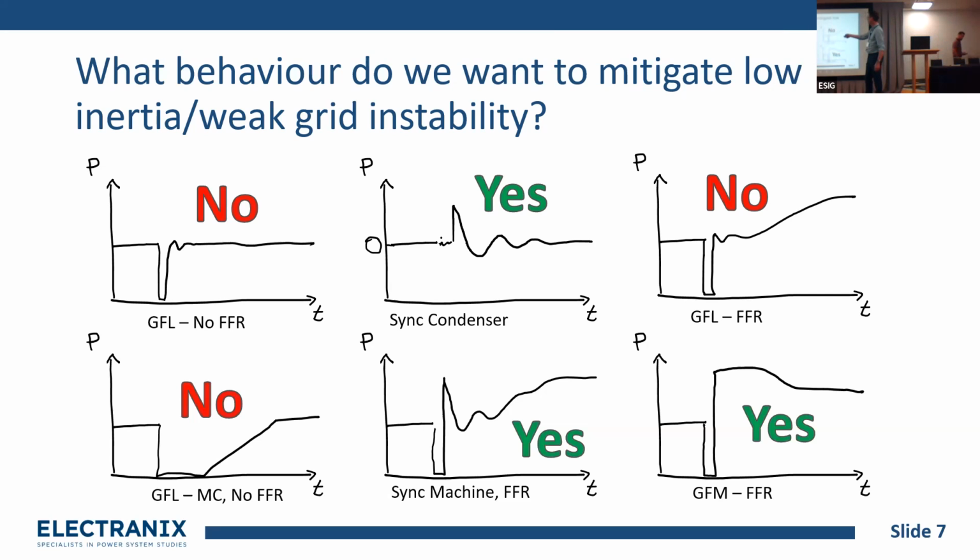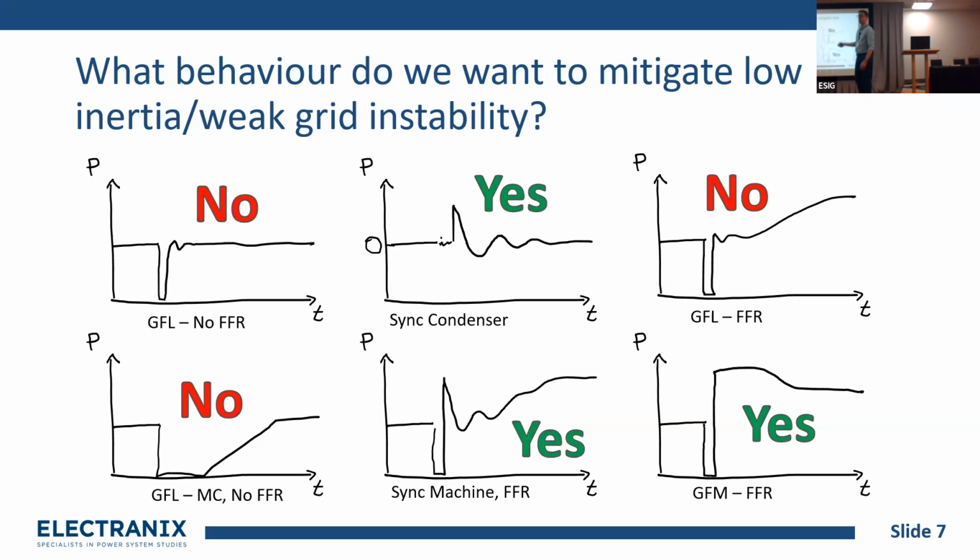Okay, so top left-hand corner, if we have a grid following converter with no fast frequency response, we've seen a bunch of traces today that look kind of like this, but you're going to see the active power go to 0, probably come back up pretty quickly, bobble a little bit, and then stay more or less the same. Does that help us? Doesn't hurt us, but it's not really what we're looking for. We want to fill an energy gap that we're missing. So we're not going to do that by just holding the same power from the remaining resources. Second one, a grid following device with momentary cessation, a ramp rate, and no FFR. Well, that's even worse. We don't want that. Let's just throw that one out.